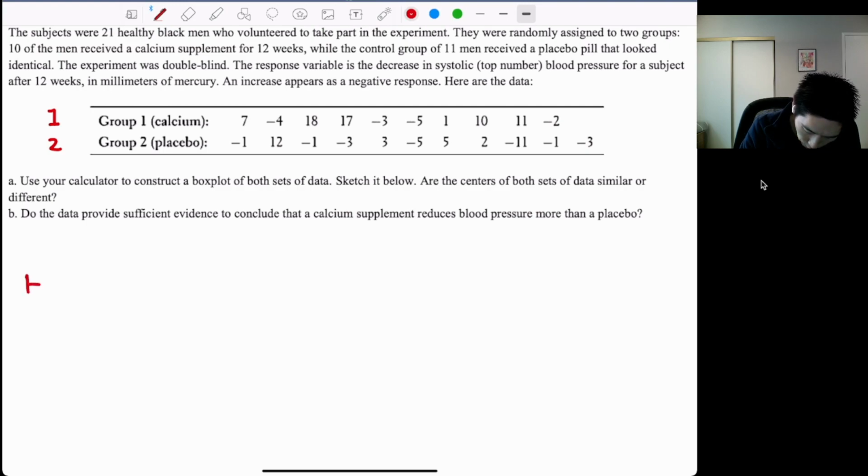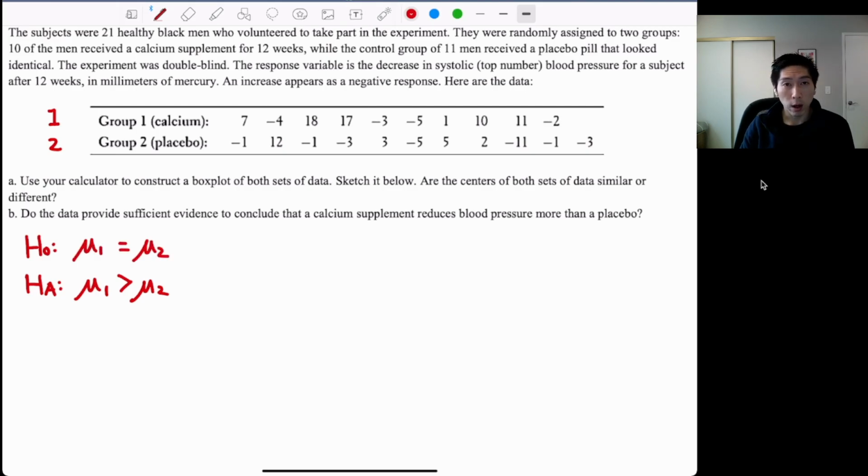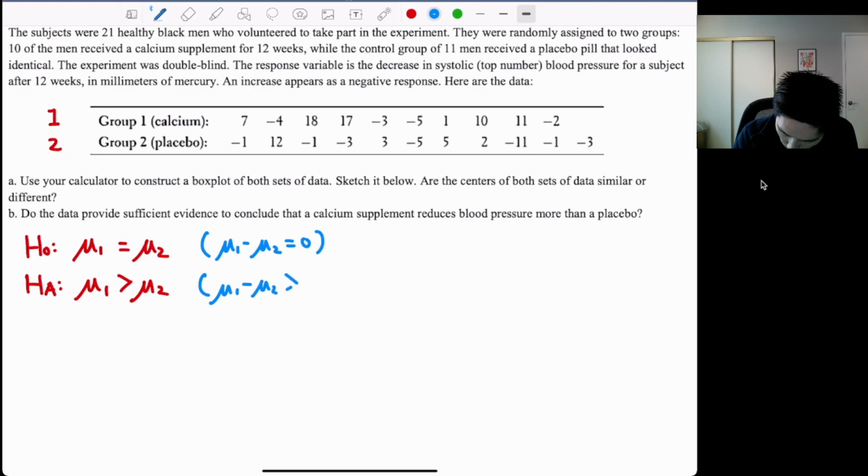So our alternative would be mu1 is greater than mu2. And then our null hypothesis would always assume that they're equal to each other. We could write the alternative way of writing this: mu1 minus mu2 is equal to 0, and mu1 minus mu2 is greater than 0.